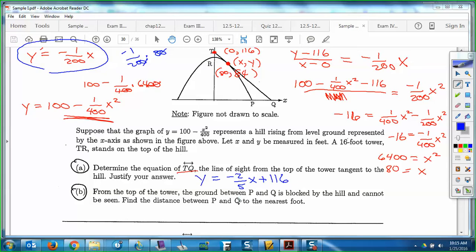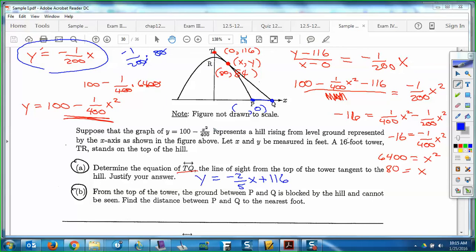From the top of the tower, the ground between P and Q is blocked by the hill and cannot be seen. What's the distance between P and Q? Well, if you're going to find that distance, what do you need to know? What those points are, the x-coordinates, right? So how could you get the x-coordinate of P? Set the y equation equal to 0, right? The parabola, right? Not y prime, but the y equation. Set the y equation equal to 0, the parabola equation.